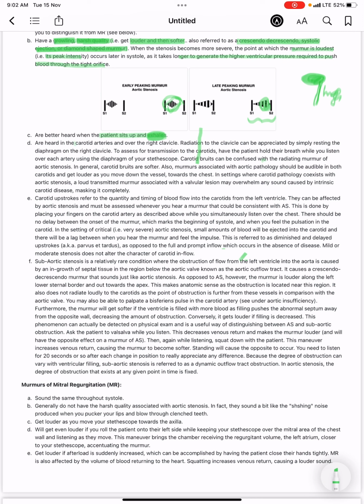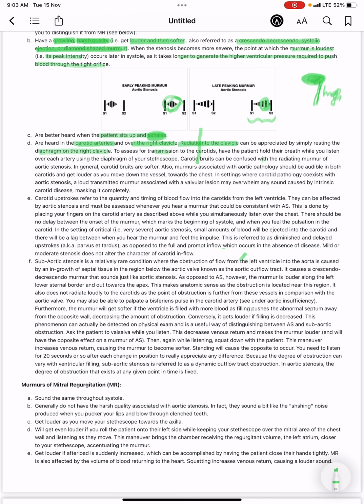The murmur is also heard in the carotid arteries and over the right clavicle. Radiation to the clavicle can be appreciated by simply resting the diaphragm on the right clavicle. So how do you know the patient has radiation? Just put the diaphragm on the right clavicle, and you can appreciate that the murmur is radiating to the clavicle.